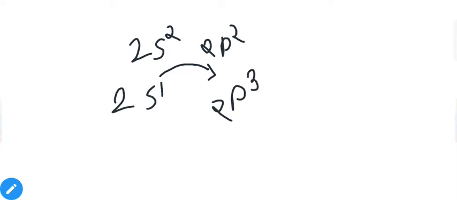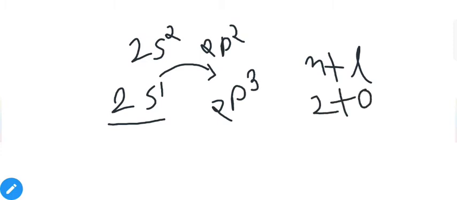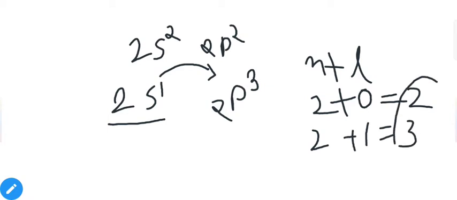As mentioned earlier, the energy sequence follows n plus l. The n value for the 2s orbital is 2 and the l value is 0, so n plus l is 2. For 2p, the n value is 2 and the l value for p is 1, so it will be 3. Obviously the energy of the 2s orbital will be less than the energy of the 2p orbital. So we are shifting an electron from a lower energy to a higher energy orbital, and this transition requires energy.